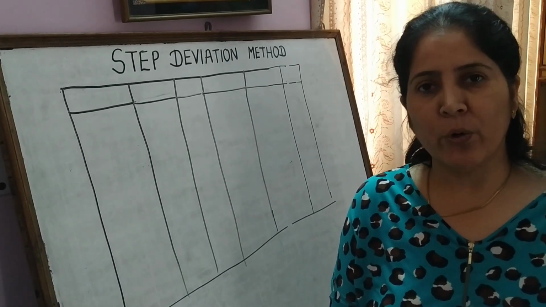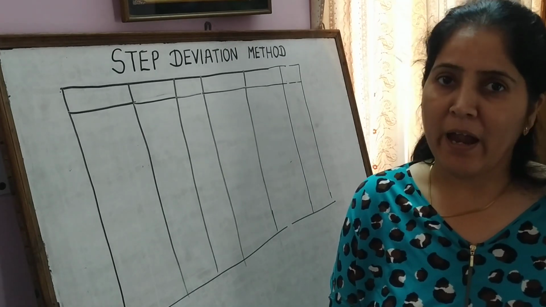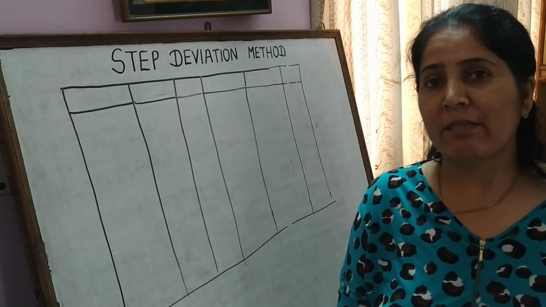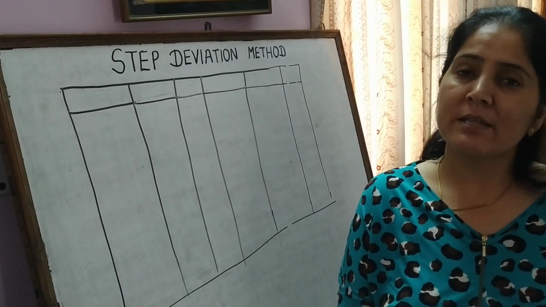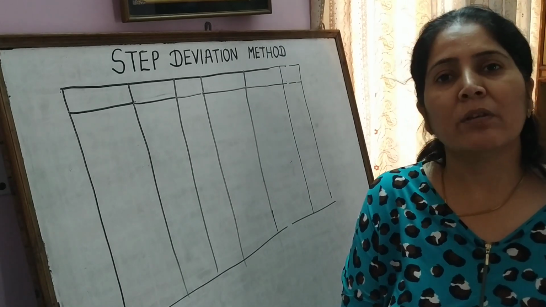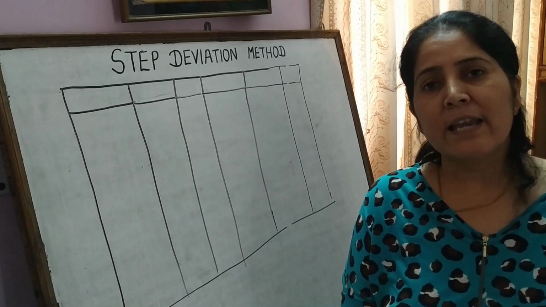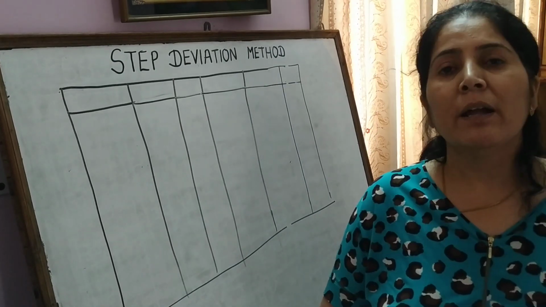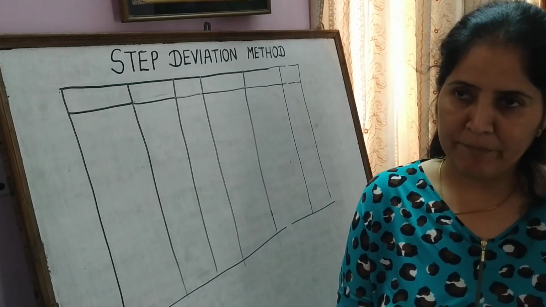In my last video, you all did the direct and assumed mean methods. Today, in this video, we are going to learn the step deviation method. Step deviation method is the third method to find the mean. Students, I want to convey here that whichever method you use to find the mean, the answer will always come the same.